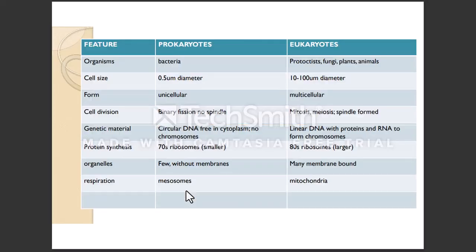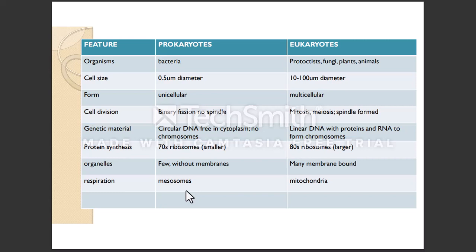All right. If you look at the classification of organisms, organisms like the protozoa, fungi, plants, and animals are all regarded as eukaryotes, while the bacteria form what we call the prokaryotes, because their nucleus is not enclosed by a nuclear membrane.